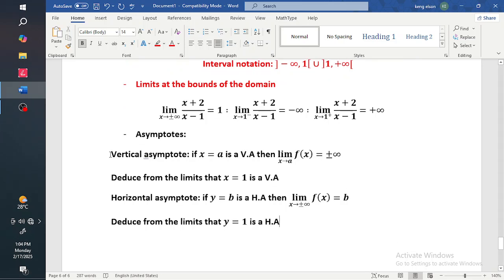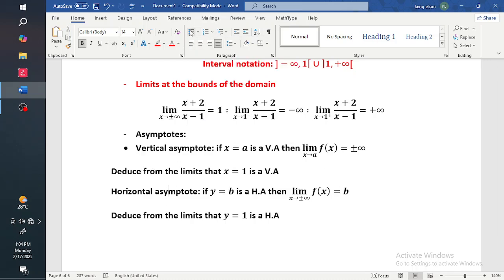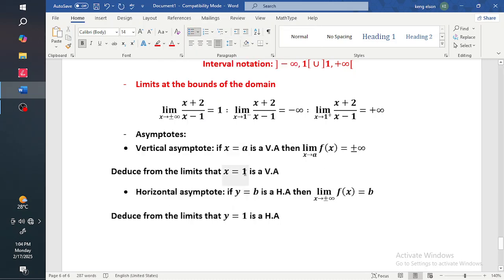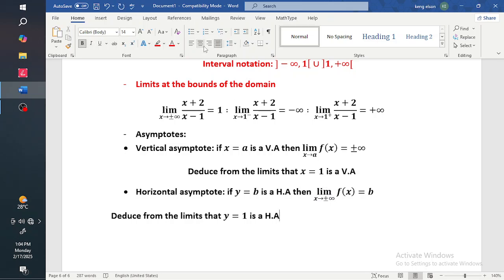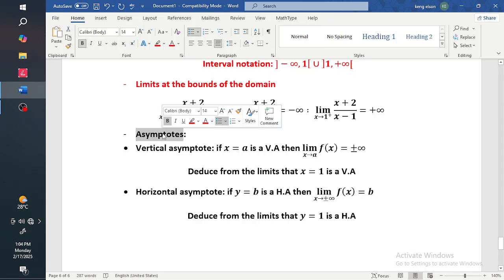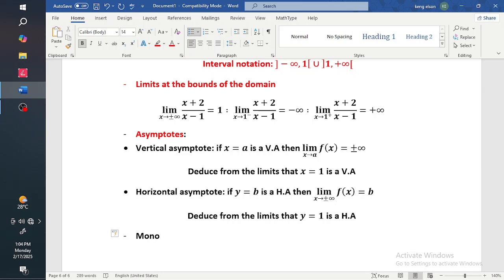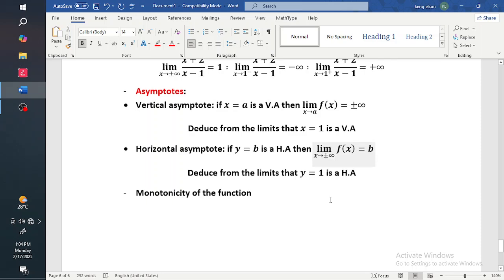Okay, so what's the next thing to do? The next thing to do is we now need to talk about the monotony of the function. So all important points are in red. So let's now talk about monotonicity of the function. Here we talk about the turning points, where the function is increasing, and where the function is decreasing.